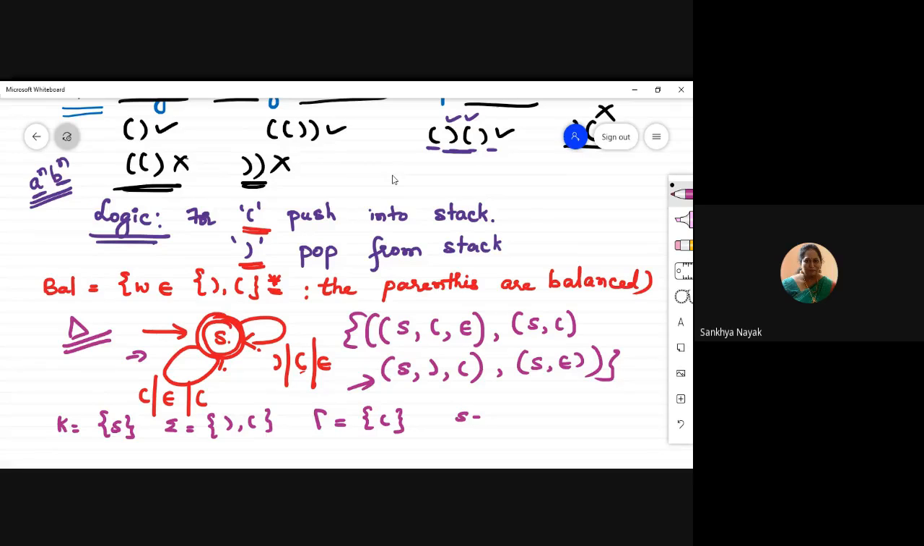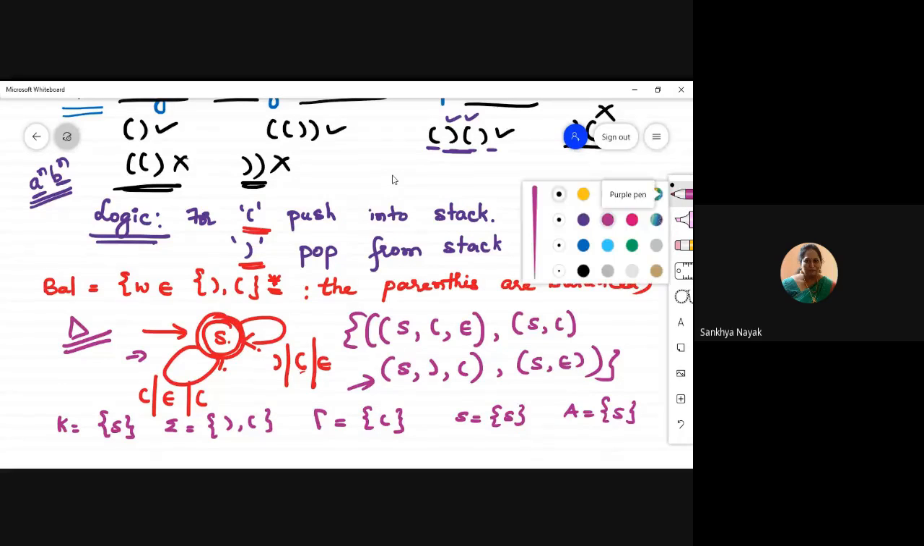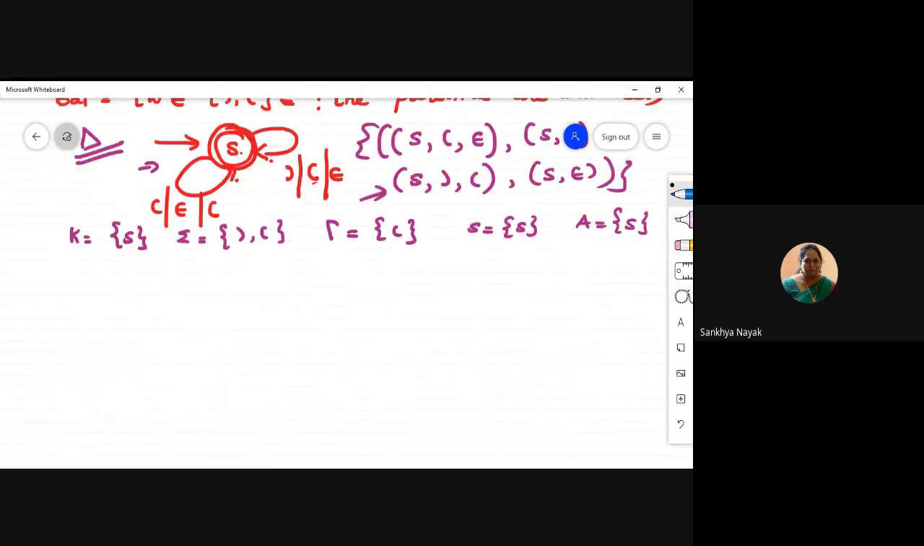What is the starting state? We have only one state. And what is the accepting state? We have only one state. Okay. Never forget to write them in the exam. Alright. They are important. So even if I skip explaining that, you have to write it in the exam. All that. Now let us see how it works for computations.